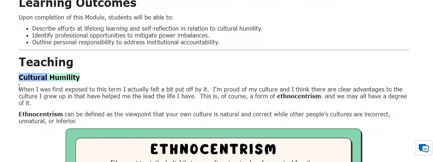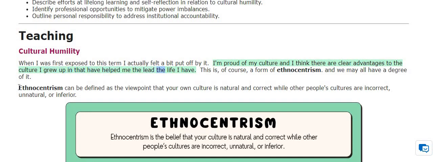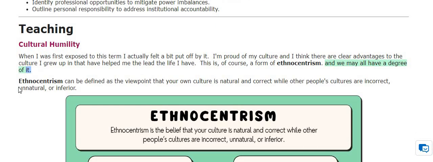Teaching. Cultural humility. When I was first exposed to this term, I actually felt a bit put off by it. I'm proud of my culture, and I think there are clear advantages to the culture I grew up in that have helped me to lead the life I have. This is, of course, a form of ethnocentrism. And we may all have a degree of it.